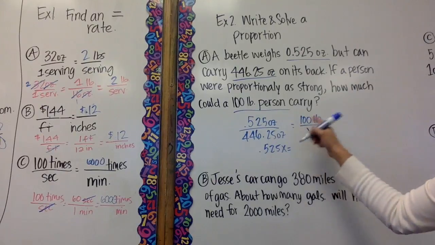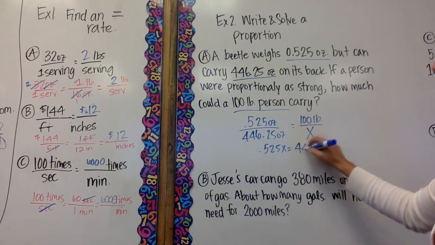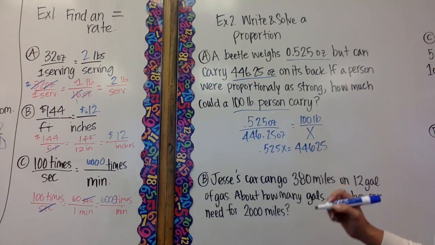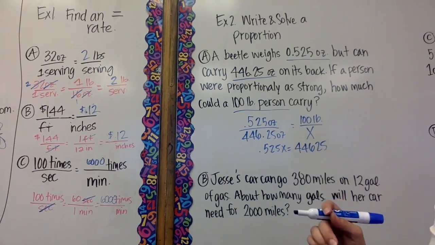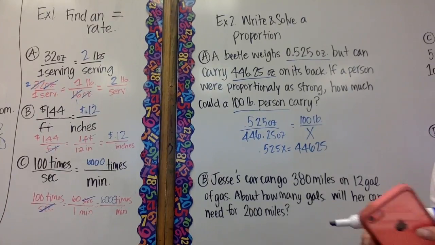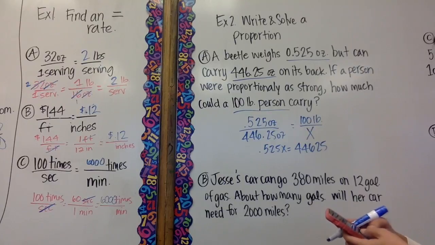And this times 446.25 times 100. So it's going to be 446.25. And then we're going to divide. I'm using my calculator, so we will be using calculators in this. Whoa, did I do that right? That seems like way too much. Let me check. So 446.25 times 100, and I'm going to divide it by 0.525.